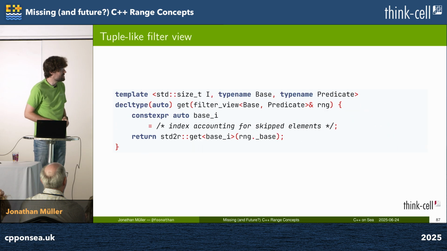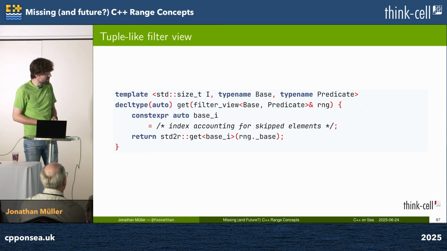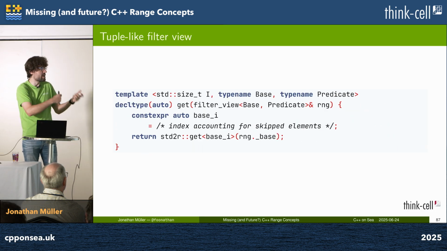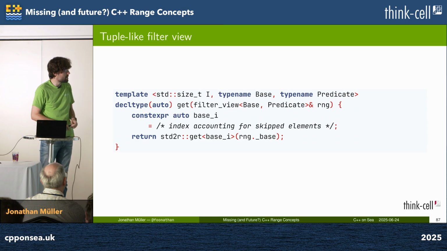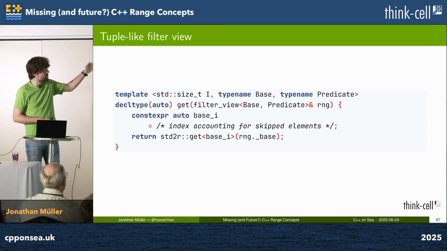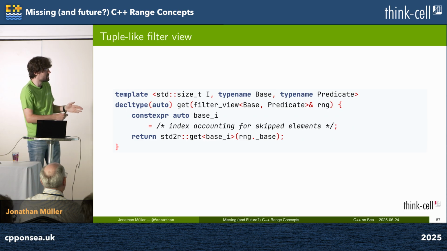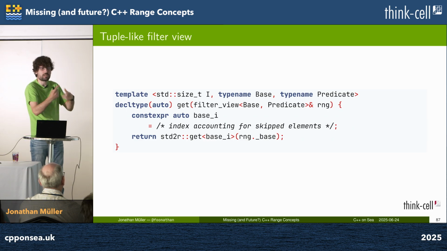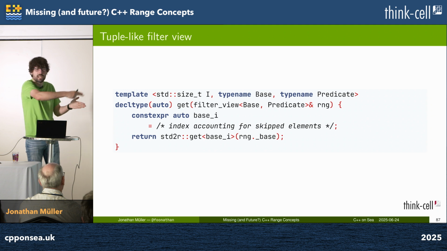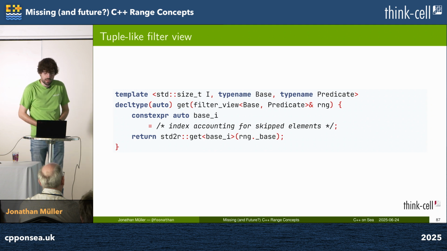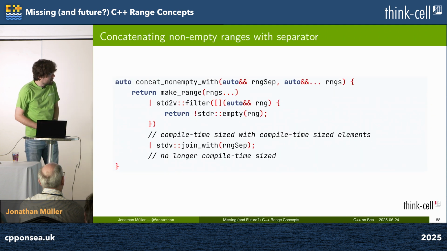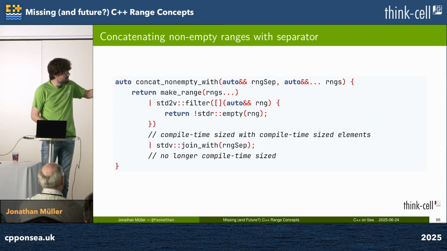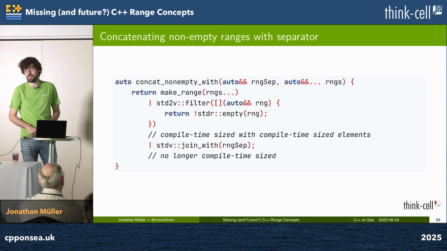And while we're at it, we can now also implement get for filter view. So we essentially can give filter view random access, provided the random access happens at compile time, so the index is constant. Because we just need to do some index translation from the outer index to the base range index, where we just count our skipped elements, which we can do because the predicate works at compile time, and so we can statically skip over the elements. And this means that at this step, we have a compile time sized range with compile time sized elements.